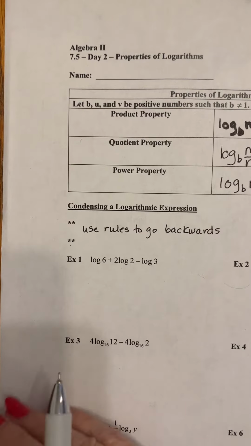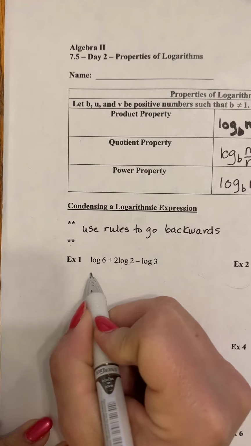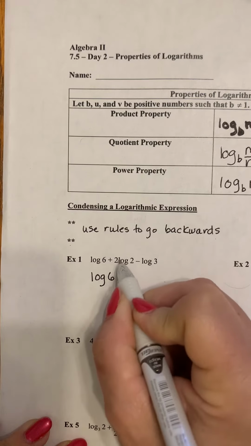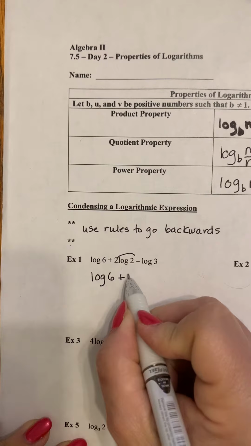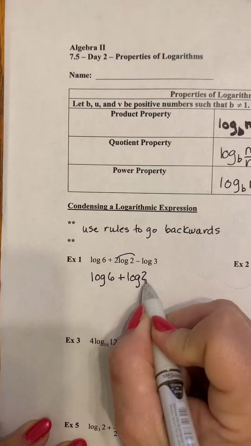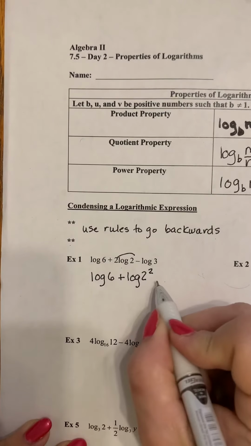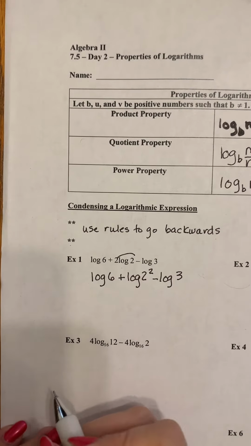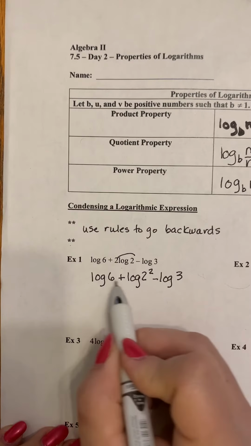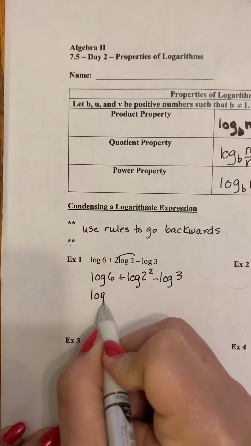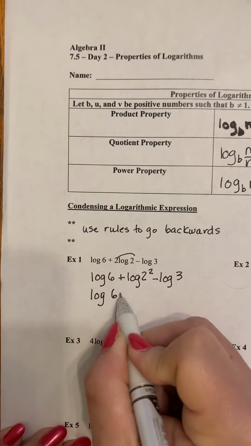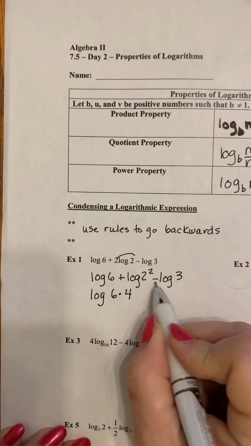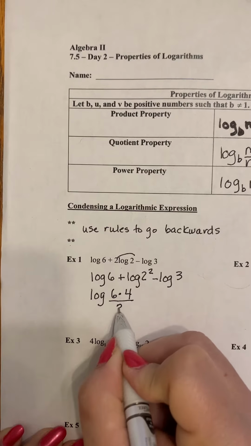Okay, so what we will do now is we will take the log of 6 plus, now I'm going to take this 2 and I'm going to put it up there, the log of 2 squared, minus the log of 3. These two will be in the numerator because they're both positive. So this is going to be 6 times 2 squared, we could put 4 there. This is minus, so this goes in the denominator, divided by 3.